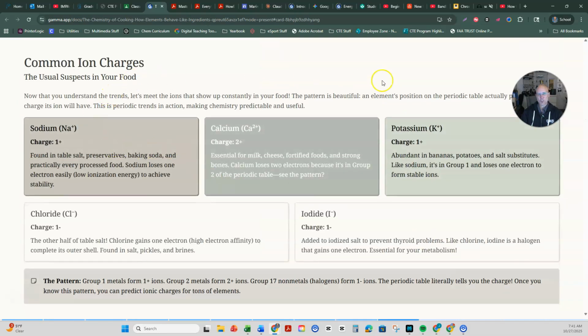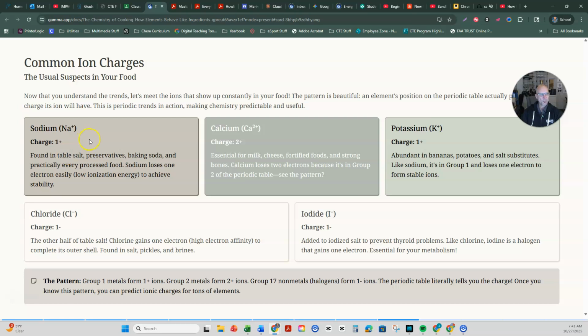Okay, common ion charges, the usual suspects in your food. Now that you understand the trends, let's meet the ions that show up constantly in your food. The pattern is beautiful. An element's position on the periodic table actually predicts what charge its ion will have. This is periodic trends in action, making chemistry predictable and useful.